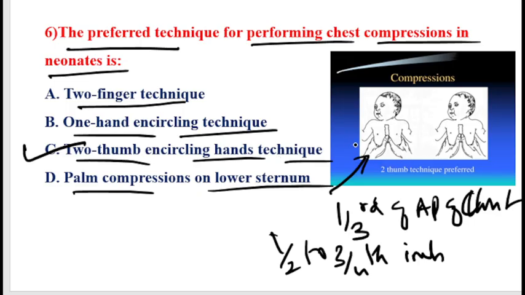You can see here two hands are used, the other fingers are encircled on the chest of the neonate, and two thumbs are placed on the lower 1/3 of the sternum and pressed simultaneously, to a depth of 1/3 of the anterior posterior diameter of the chest, or half to 3/4 inch. So the answer for the preferred technique for performing chest compression in neonate is option C, two thumb encircling hand technique. This is the correct answer.